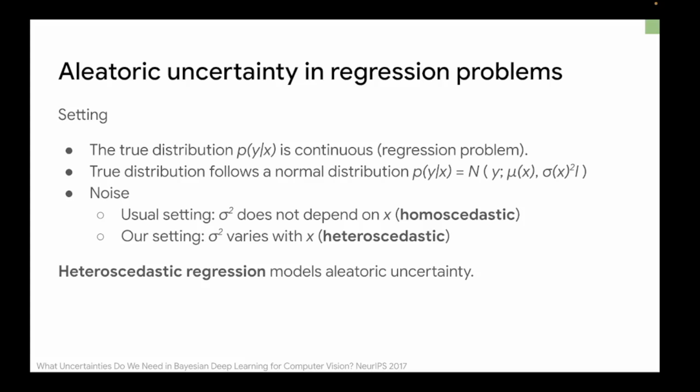Now let's take a look at the regression problem. Now the true distribution P of y given x is continuous. Regression is still the problem of predicting y given x, but y for regression is now a continuous variable. And the true distribution over the continuous space is now, rather than a single point in the y space, a distribution over the y space.